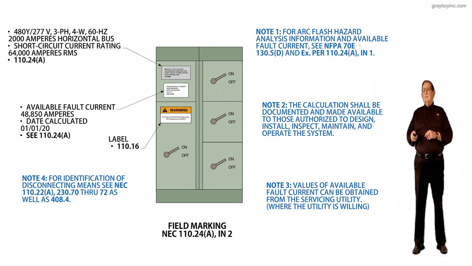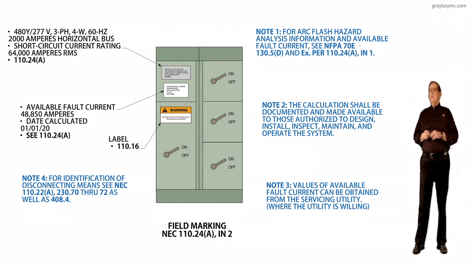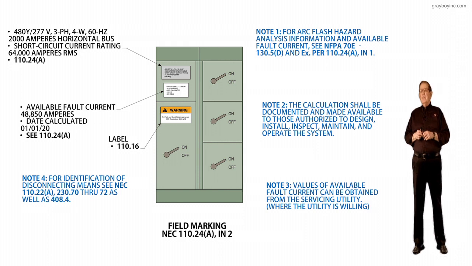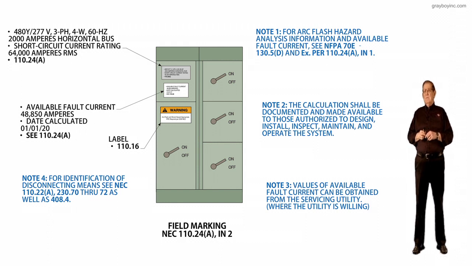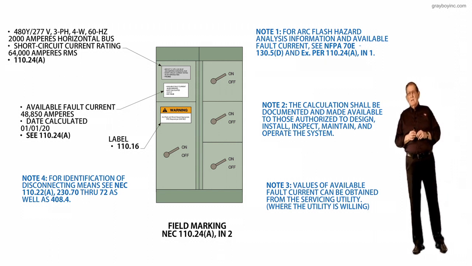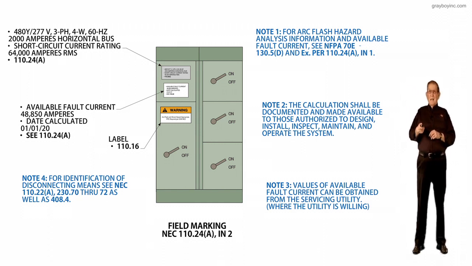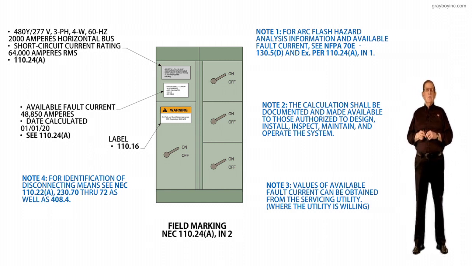And note 3, values of the available fault current can be obtained from the utility where the utility is willing. That parenthetical information: sometimes it's hard to get that from a utility, but we need to know that to accurately put our label here, what that available short circuit is.